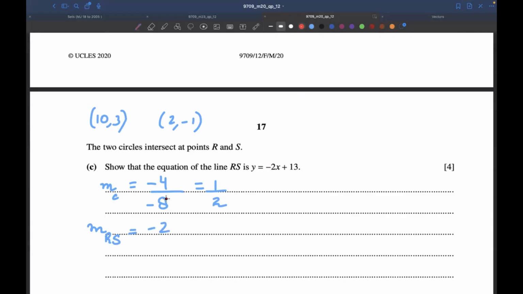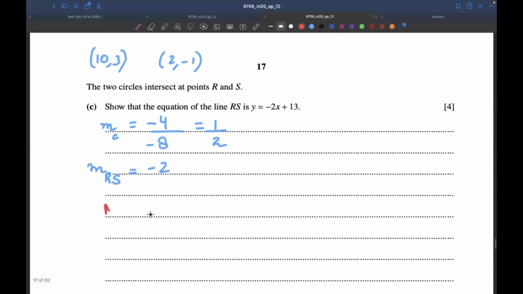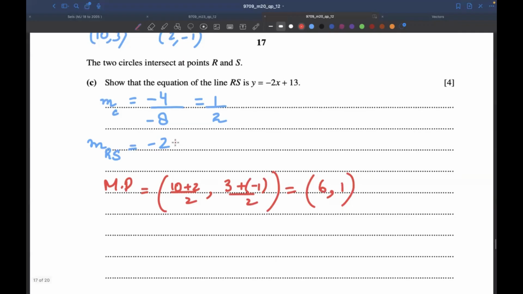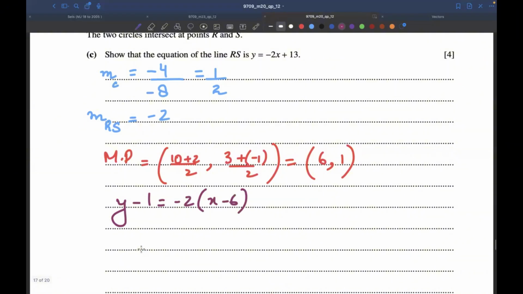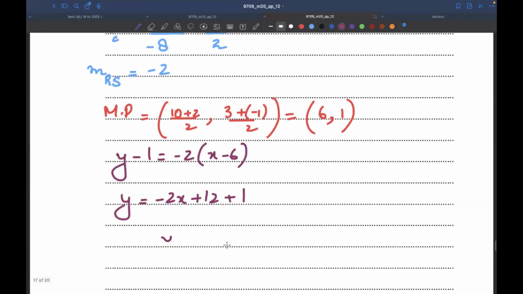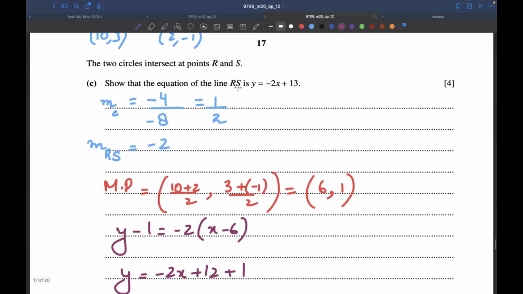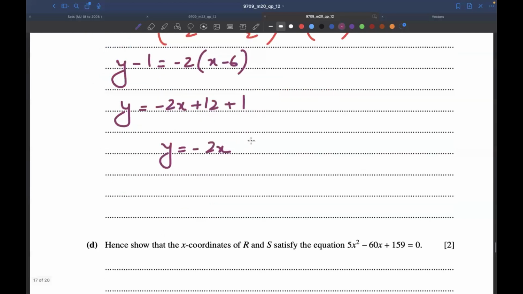And as it is passing through the midpoint, we'll find the midpoint of the centers. That will be (10 plus 2) upon 2 and (3 plus minus 1) upon 2. So that will be equal to 6 and 1. Now, once we have the point and we have the gradient, we can find the equation: y minus 1 is equal to minus 2 into (x minus 6). Simplifying this, we'll get y is equal to minus 2x plus 12 plus 1. So we had to show that the equation of the line RS is y equals minus 2x plus 13. So we have shown it over here.